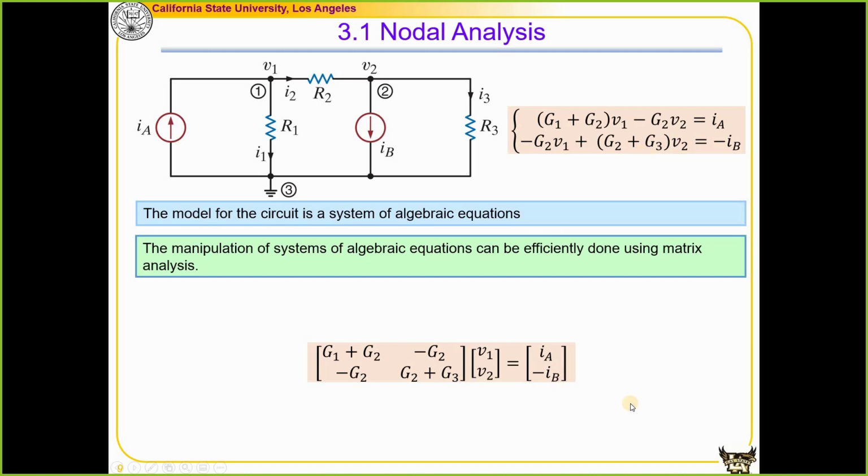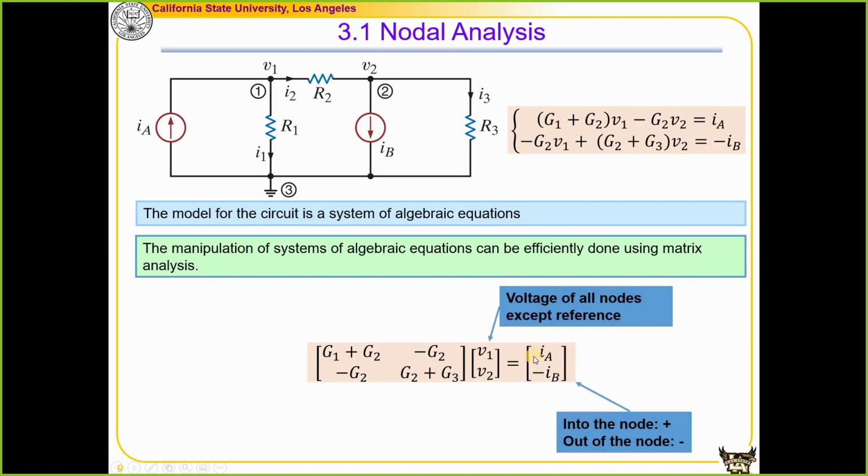The right hand side will be the current that goes into the node. Following the convention, when we write the node equation, we count all the current leaving the node as positive, because we move it to the right hand side of the equation. So it becomes the current into the node. So the current that goes into the node V1, that is IA. So this is why we have IA over here. The current that goes into the second node is a negative IB. This is why we have a negative IB.